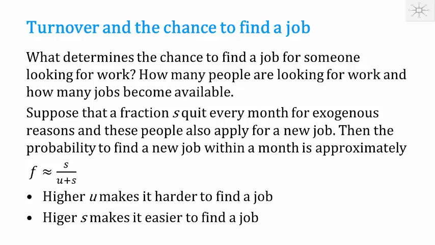So immediately we see in this simple model that a higher unemployment rate makes it harder to find a job because unemployment is in the denominator. And a higher s makes it easier to find a job. The simplest way to see that is if you divide by s in the numerator and denominator, you see that the job finding rate is increasing in little s. So the more turnover there is, the easier it is to find a job. And in the book there is more discussion of the magnitudes of these numbers.